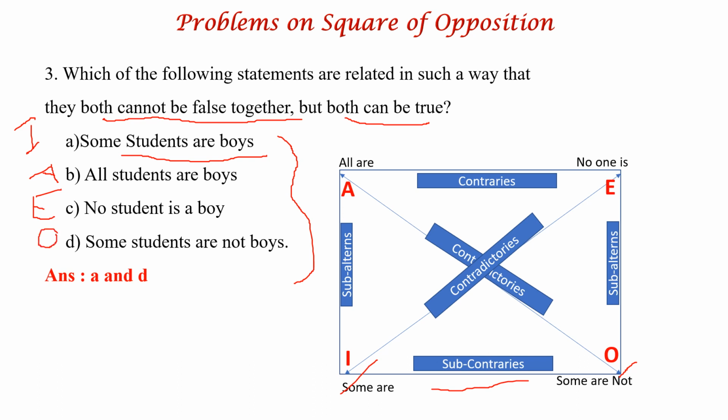So now we want only I and O, because I and O only show sub-contrary relationship, which means that they both cannot be false together, but both can be true. So I and O. First one is A. A is I and D is O. So A and D. The answer is A and D. It's as simple as that.